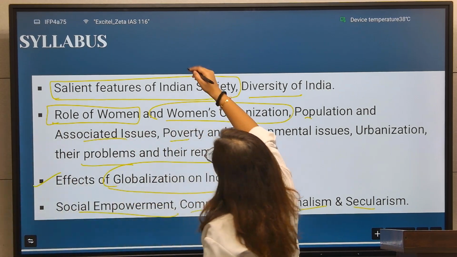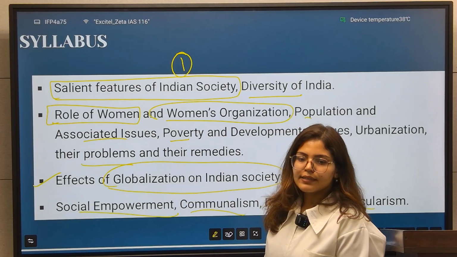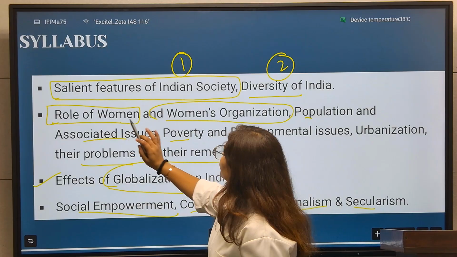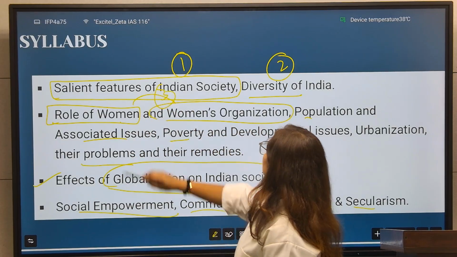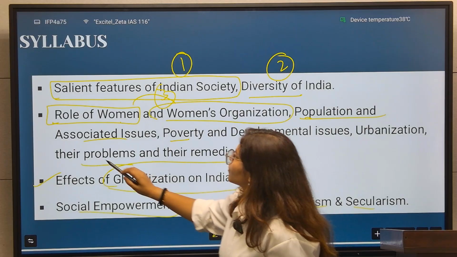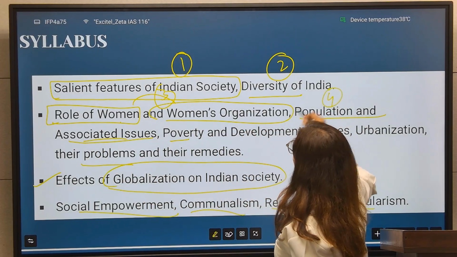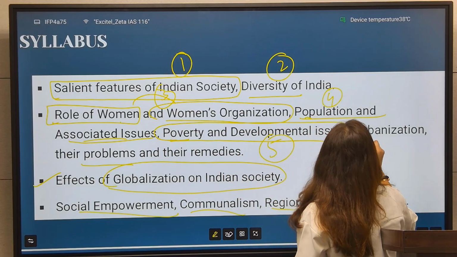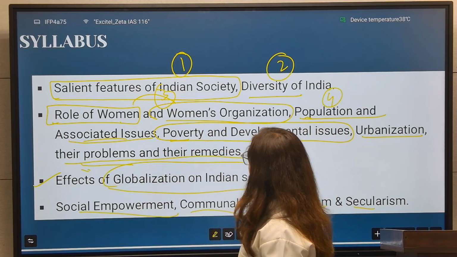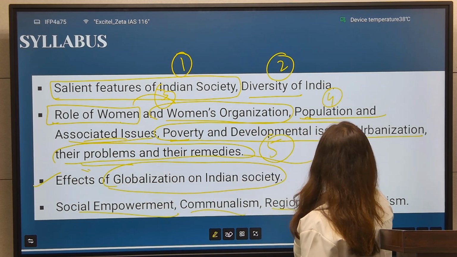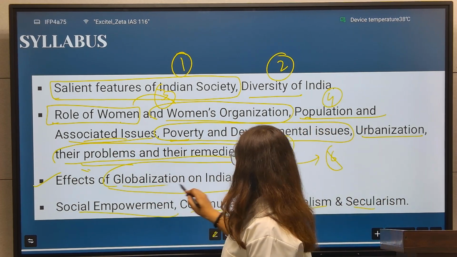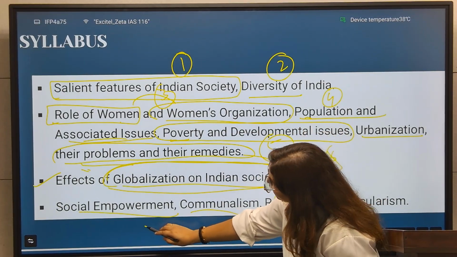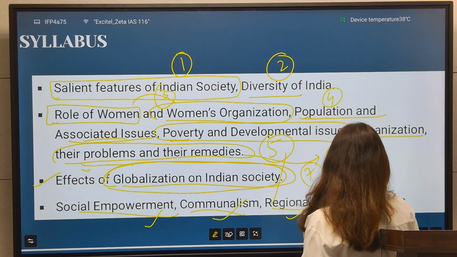So, first is salient features of Indian society. Second is diversity of India. Third is role of women and women's organizations. Population and associated issues, this is the fourth one. Poverty and development issues, this is the fifth one. Urbanization and their problems and their remedies. Globalization on Indian society. Then social empowerment, communalism, regionalism and secularism.